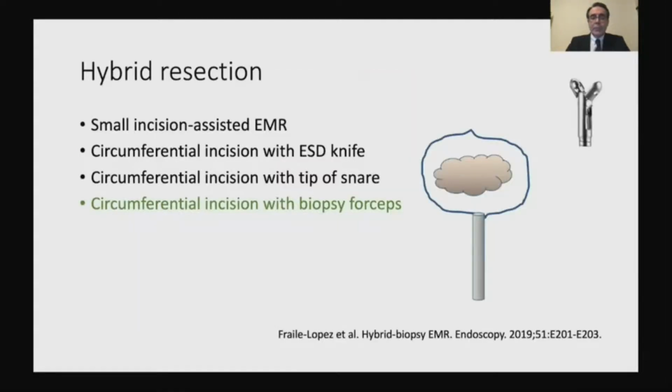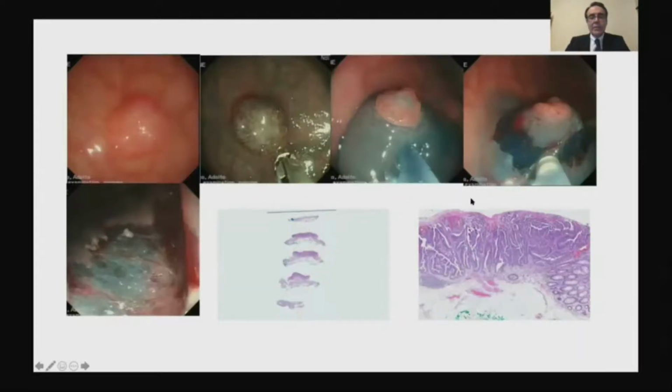And we can also use a biopsy forceps to achieve that. And this is called the hybrid biopsy EMR, which we described. And for this small polyp, that's what we did. We wanted to get a normal mucosa as well and go deeper with the snare. And this polyp had a submucosal invasion already.